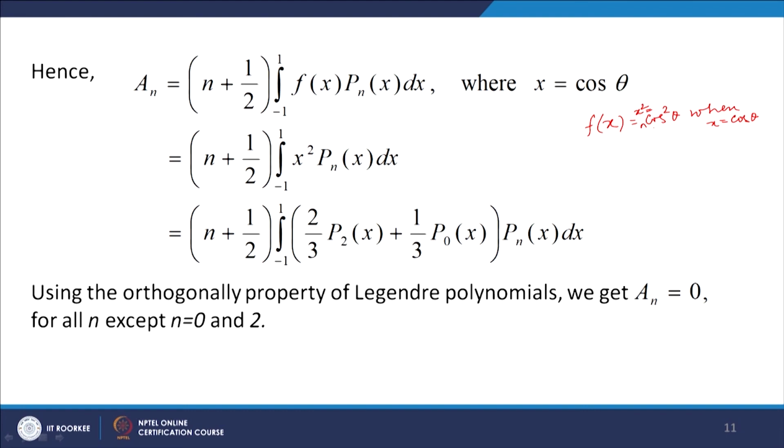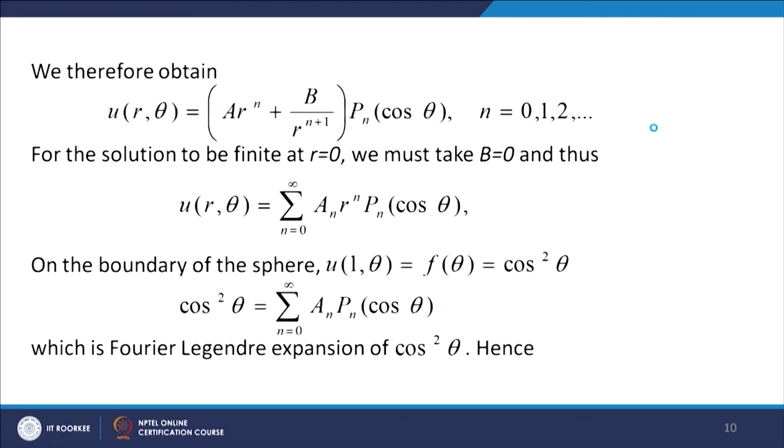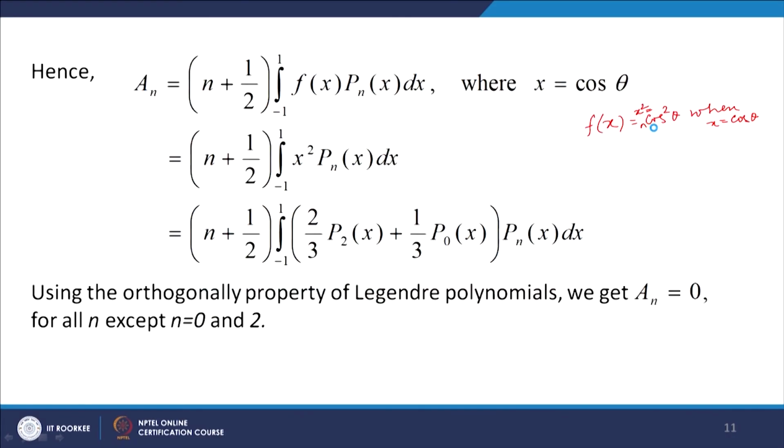This formula is for f(x) equal to the sum from n equal to 0 to infinity of a_n P_n(x). Now, here in place of x we have cos theta, so we need to write the corresponding formula in terms of x. So a_n is (n + 1/2) times the integral from -1 to 1 of x square P_n(x) dx.